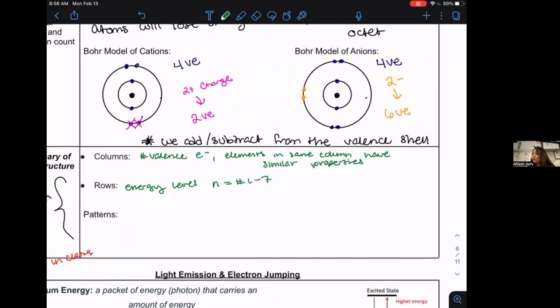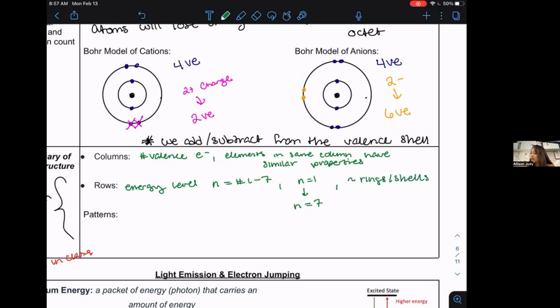We also know from rows, right? Energy levels. But what else do we know about rows? Honestly, there isn't really much about rows other than energy levels that you know of so far. But don't forget, we count down. So N1 starts on top and then we go down to N7. That is something to remember. And the rows could be compared to rings or shells.